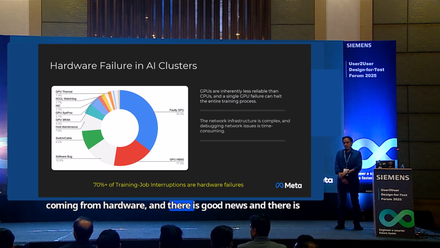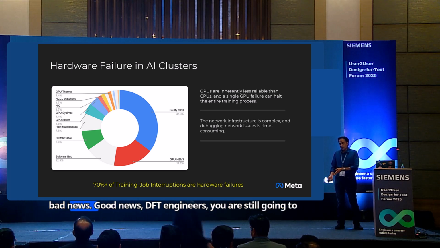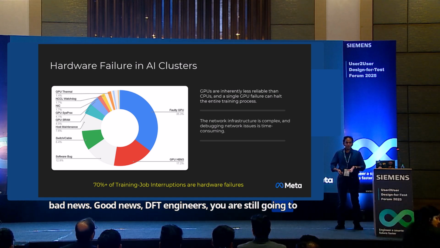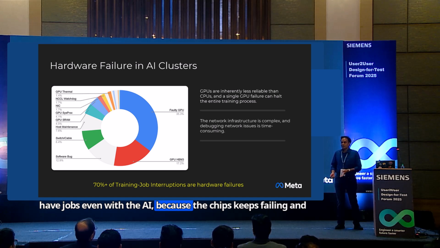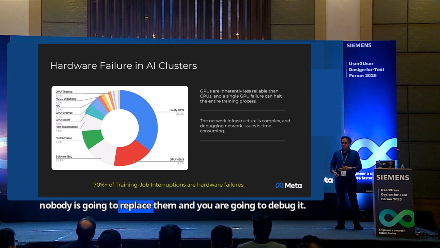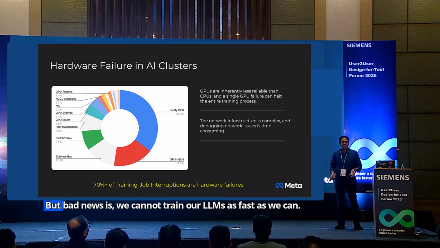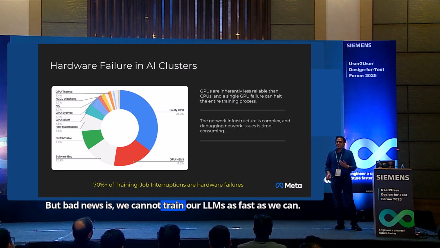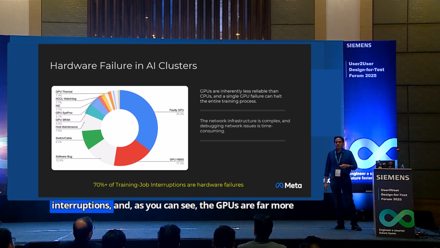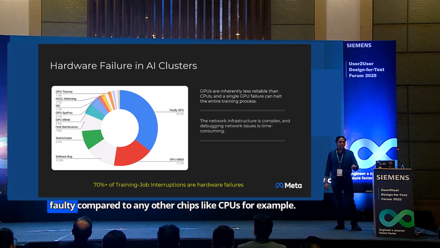And there is good news and there is bad news. Good news, DFT engineers, you're still going to have jobs even with AI because the chips keep failing, and nobody is going to replace them, and you're going to debug it. But bad news is we cannot train our LLMs as fast as we can. That's a problem because we're going to get constant interruptions, right? And as you can see, the GPUs are far more faulty compared to others, like CPUs, for example.